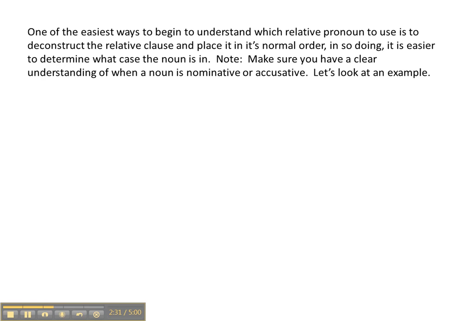So one of the easiest ways, I think, to understand which relative pronoun to use is to deconstruct the relative clause and place it back in its normal order. When you do this, it's easier to determine what case the noun is in. Make sure you have a clear understanding, however, when a noun is nominative or accusative.